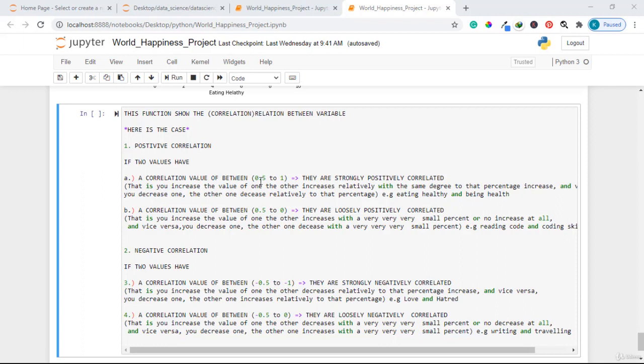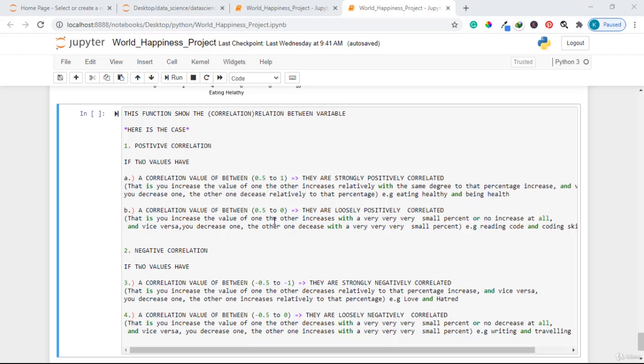In this case, if you have a correlation value between two variables ranging from 0.5 to 1, that means these two variables are strongly correlated. And by this we mean, I've also added a comment here to help you understand. By this we mean that if you increase the value of one variable, the other one increases with nearly the same degree as the first one.